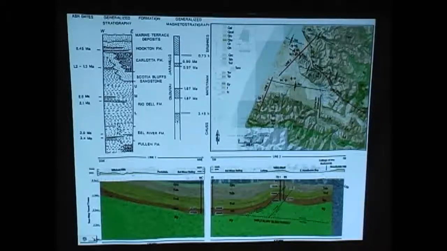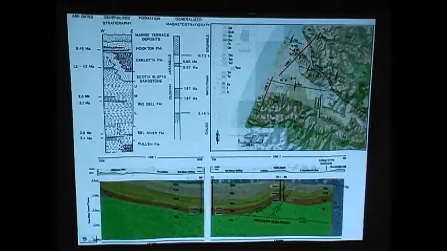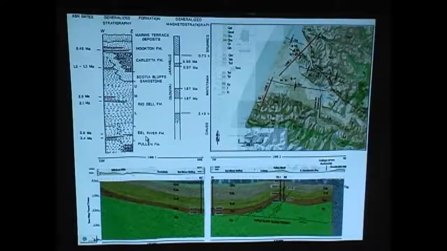And the Basal Wildcat group is shallow marine. And we're the only people who say that, and we know it. And so we keep on trying to educate the rest of the scientific world. And what happened is this Basal Wildcat group was deposited, the Pollen, and by the time you get to the Eel River Formation, the water depth was several kilometers, based on many different paleontologic microfossil studies.